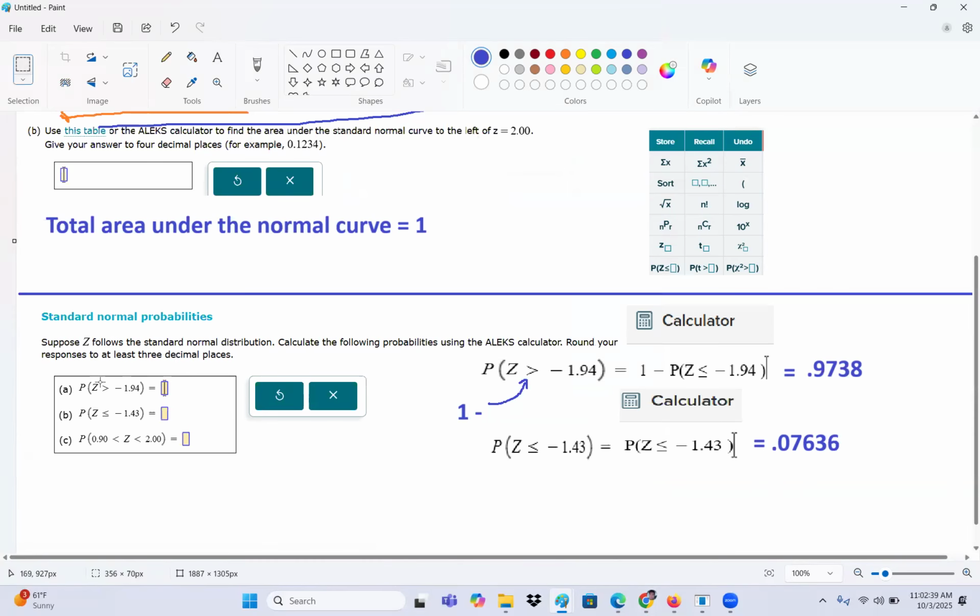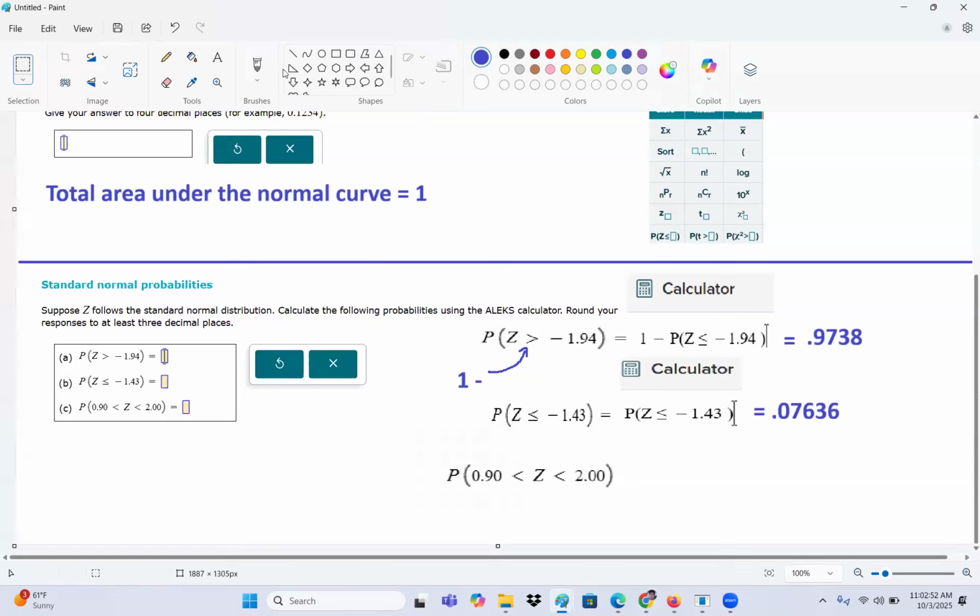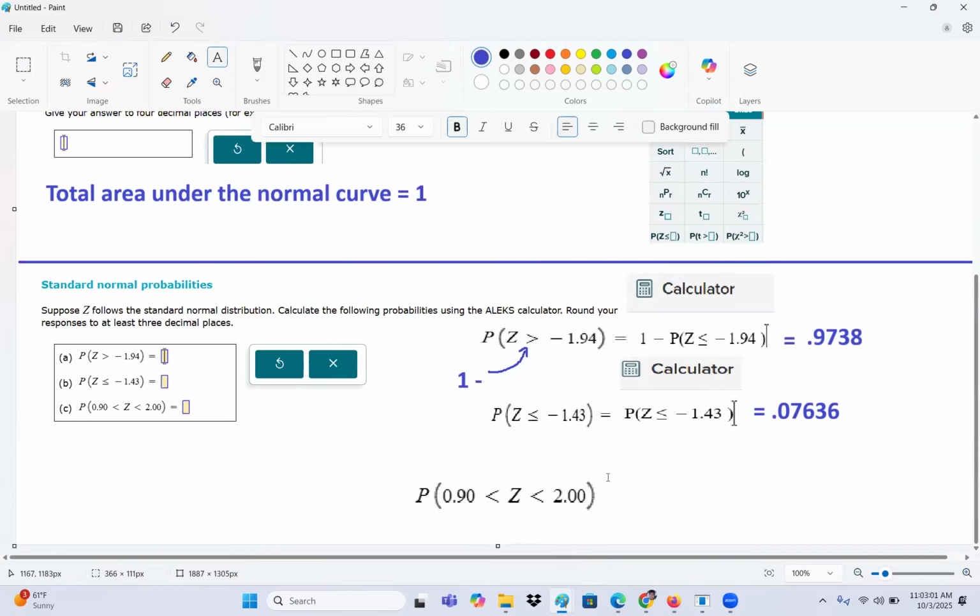And then the last one is to find an area between these two. Again, the basic process to solve it is exactly the same. The only thing that changes is that instead of having an answer that looks like this, you're going to take the bigger, subtract the smaller. You can find the area in between by taking the big, subtract the small on the calculator.